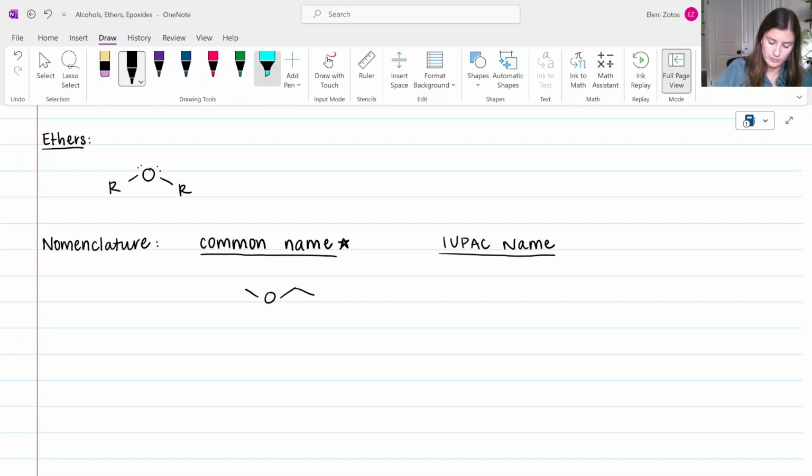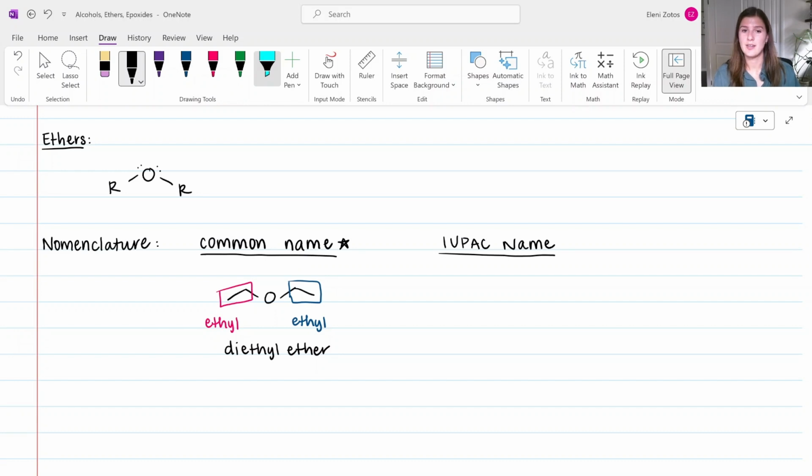We have two ethyl groups, and those are the two R groups for the ether. So here we have an ethyl group bonded to the oxygen. On the other side of the oxygen, we also have an ethyl group. So the common name for this molecule is diethyl ether. And that's what's on the bottle in the lab space. The IUPAC name is probably also on the bottle, but in the lab when we're talking about this solvent, we call it diethyl ether.